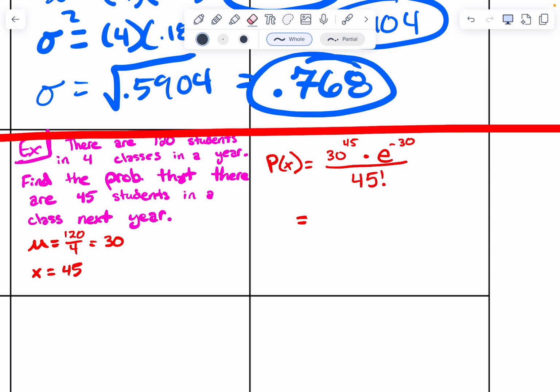Do you guys know where your E button is on your calculator? Oh gosh, I did that wrong. Good, Grace? You got an answer?